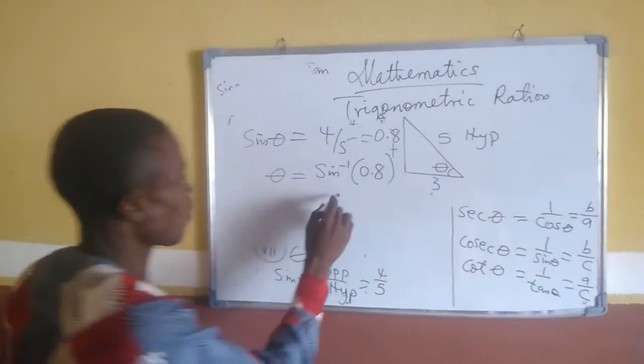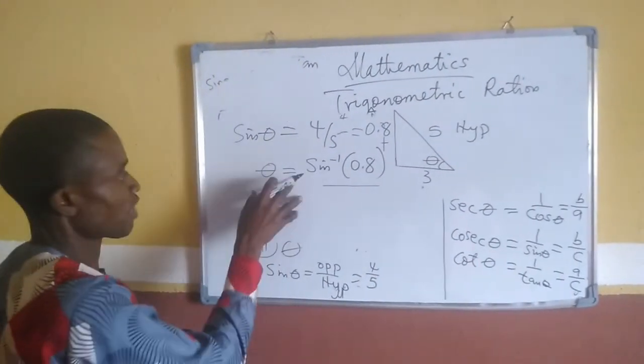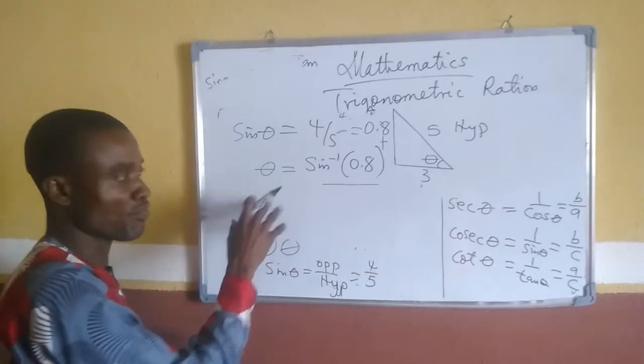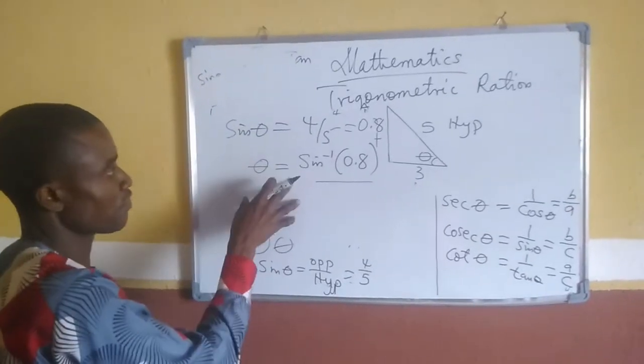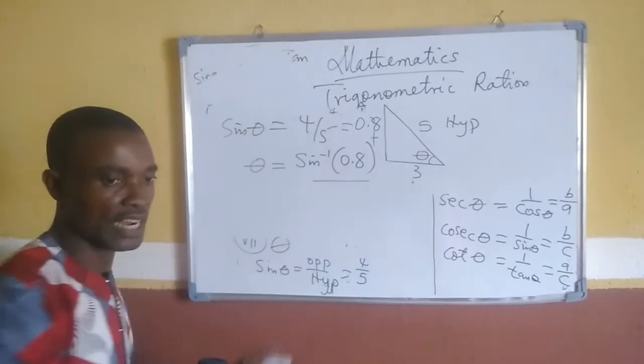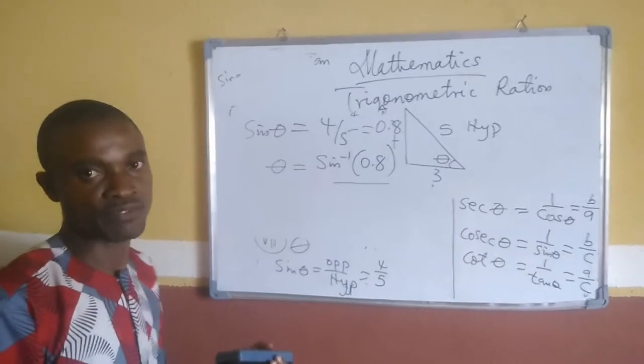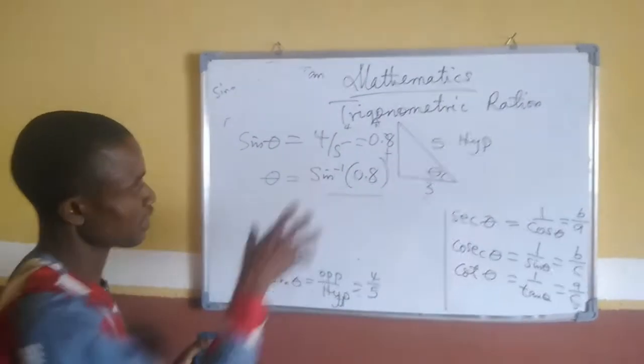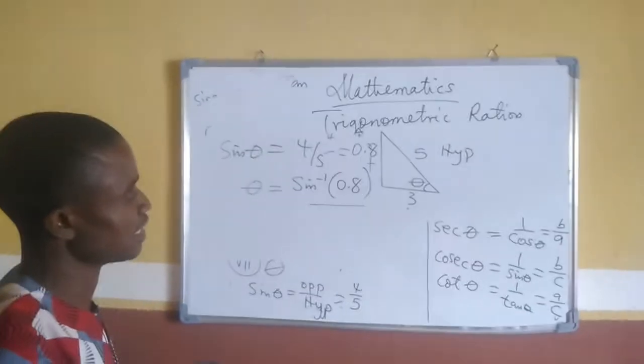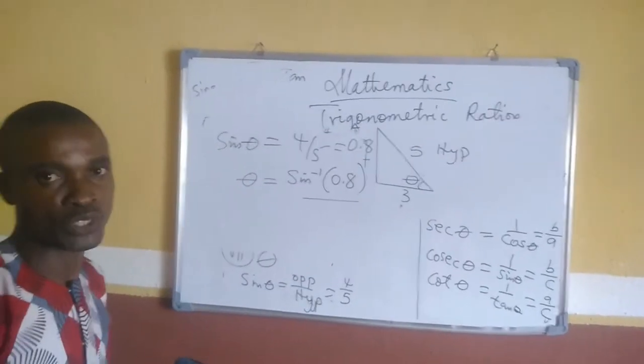Once you press that, your calculator can give you second function. You press second function, sine, and then you get your answer. I think that is very simple. Very, very simple. Can you do that? Try and get that. All right, let me give the second question.